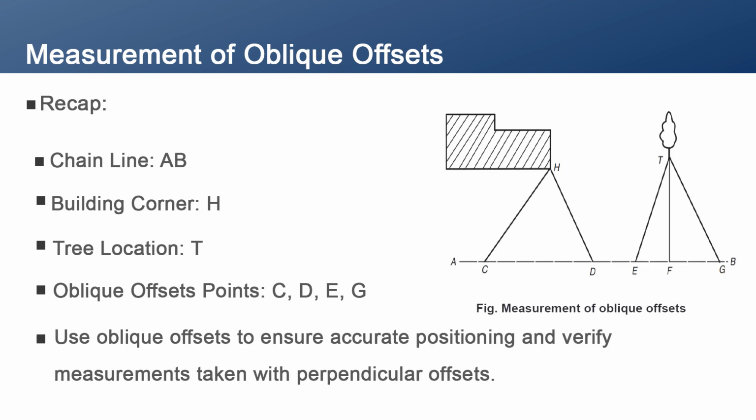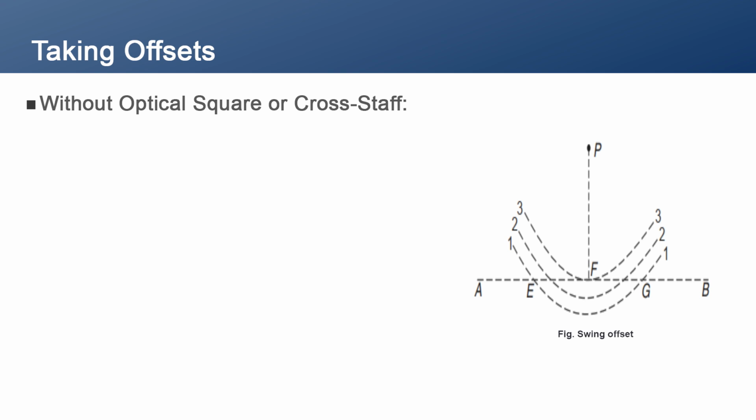I will insist on this part again. Imagine in the figure you have got your chain line AB. You take oblique offsets from C and D to locate the building corner H. For the tree at T, you use E and G to double check your perpendicular offset from F. That's it. Now, let us learn taking offsets.